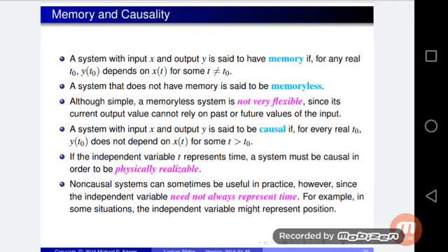If the independent variable t represents time, a system must be causal in order to be physically realizable. Non-causal systems can sometimes be useful in practice, however, since the independent variable need not always represent time. For example, in some situations the independent variable might represent position.